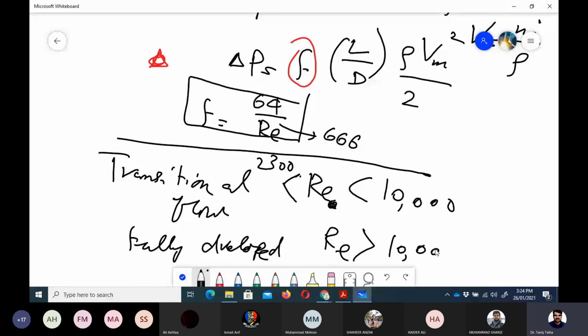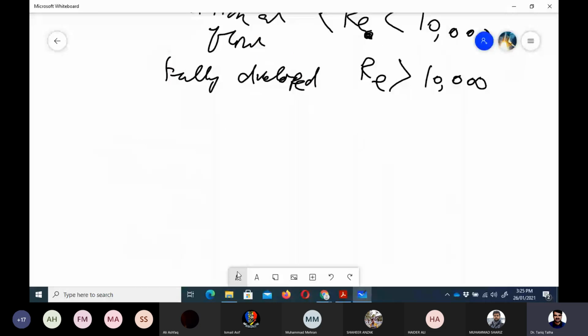So in this case, we cannot derive any analytical correlation from the governing physical principles, which is conservation of energy in this case. So we need to revert back to those experimental correlations.